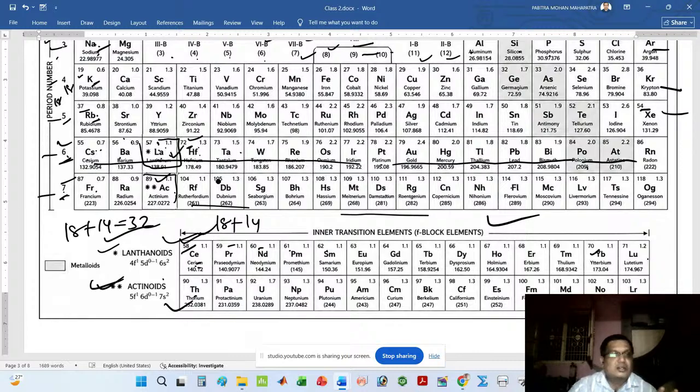But now you cannot say that the sixth period is the longest period. Already the new elements are updated, so you cannot say the sixth period is the longest. So when a question asks which period is called the longest period, the answer is both sixth and seventh.